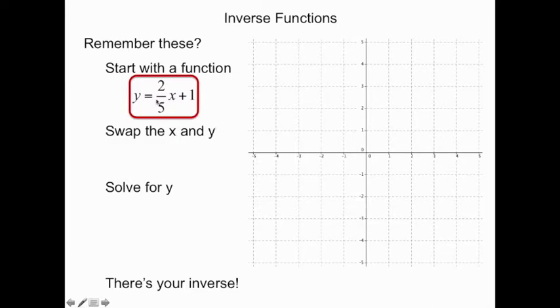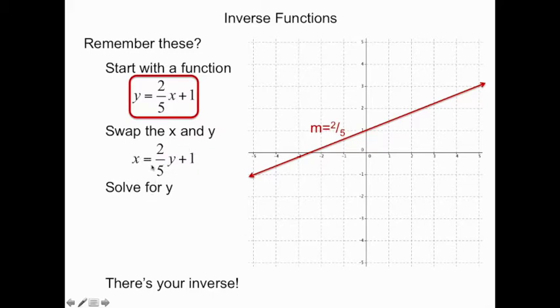So this is a line. It's got an intercept of 1 and a slope of 2/5. So up 2 over 5 is the slope. So to find the inverse of this, we start out by swapping the x and y. So we swap the x and y there, and then we go ahead and solve for y.